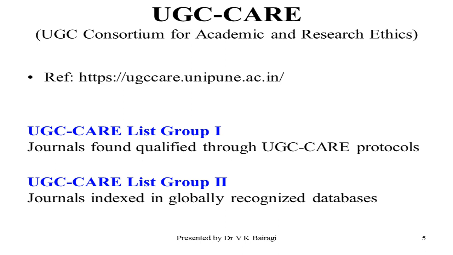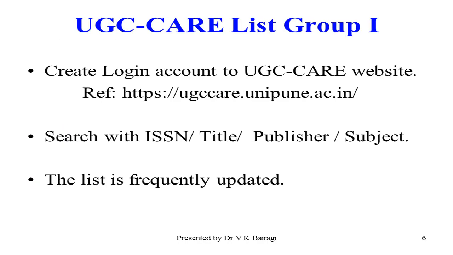UGC listed journals can be found on the website ugccare.unipune.ac.in. The UGC CARE list has two parts, Group 1 and Group 2. Group 1 journals are the journals that qualify the UGC CARE protocols and norms, whereas Group 2 journals are indexed in globally recognized databases. Group 1 journals can be found on the UGC CARE website by creating a login.